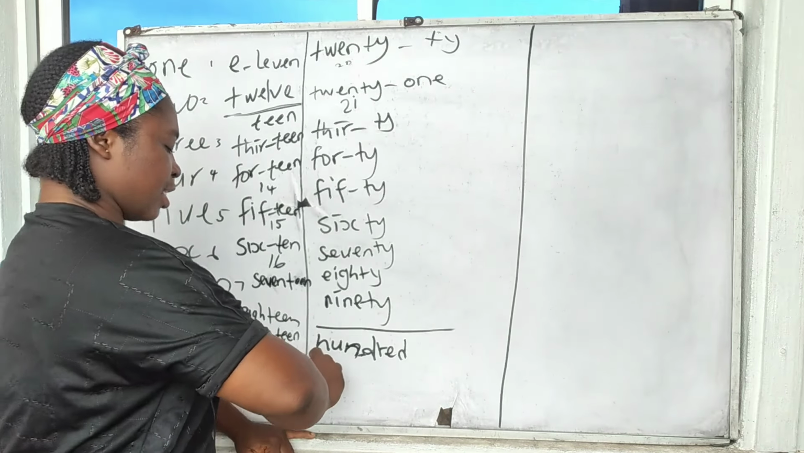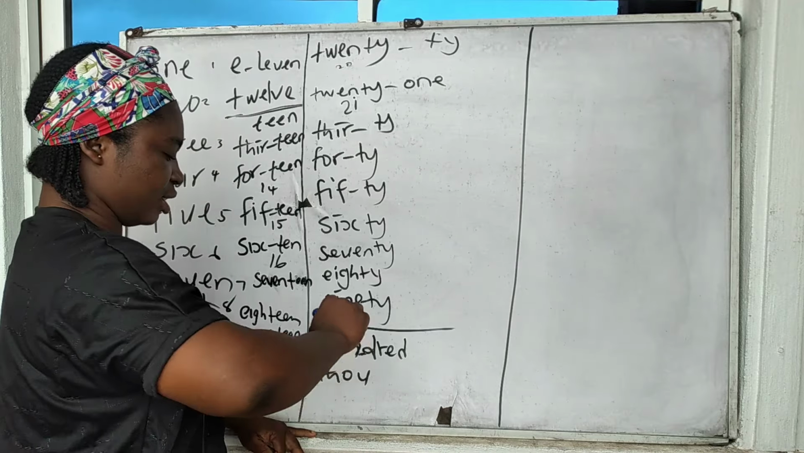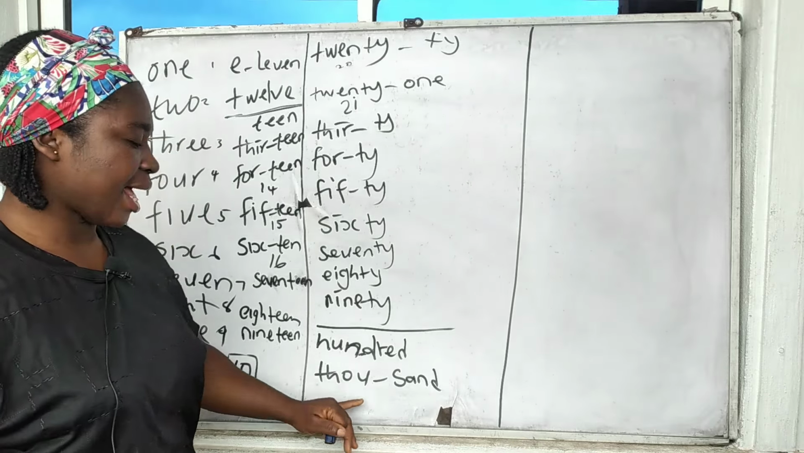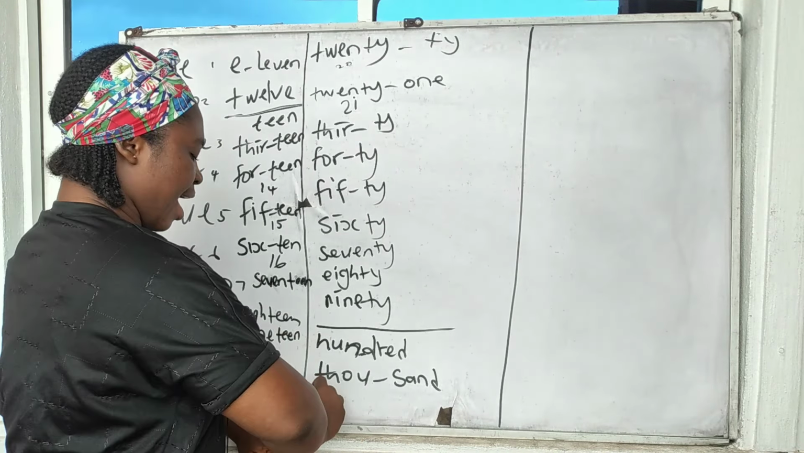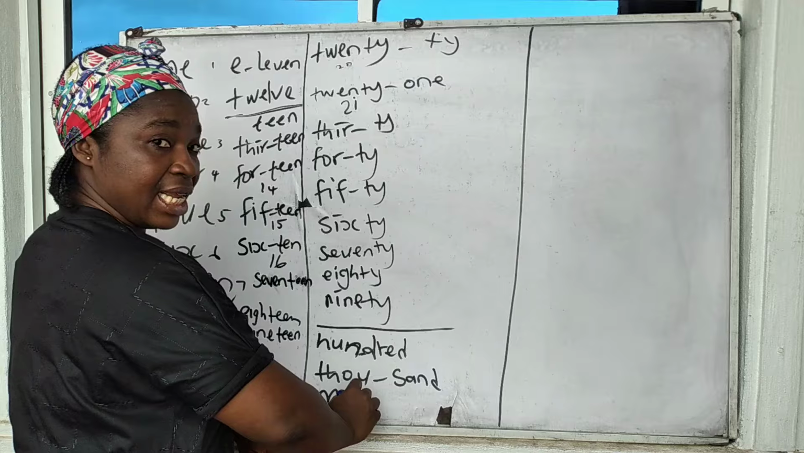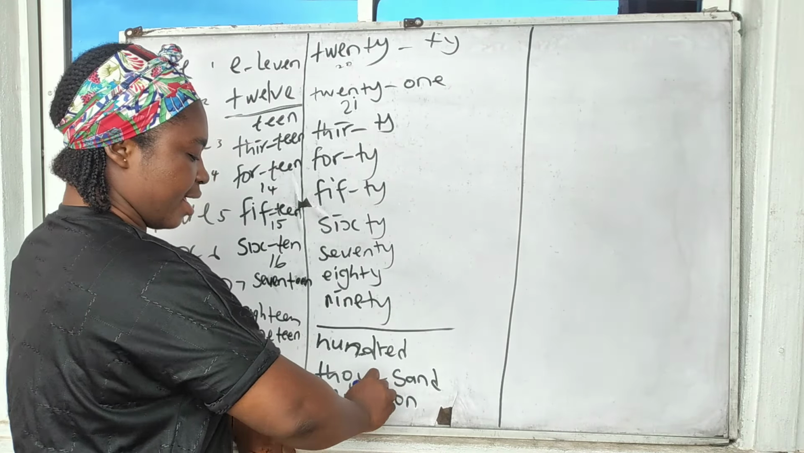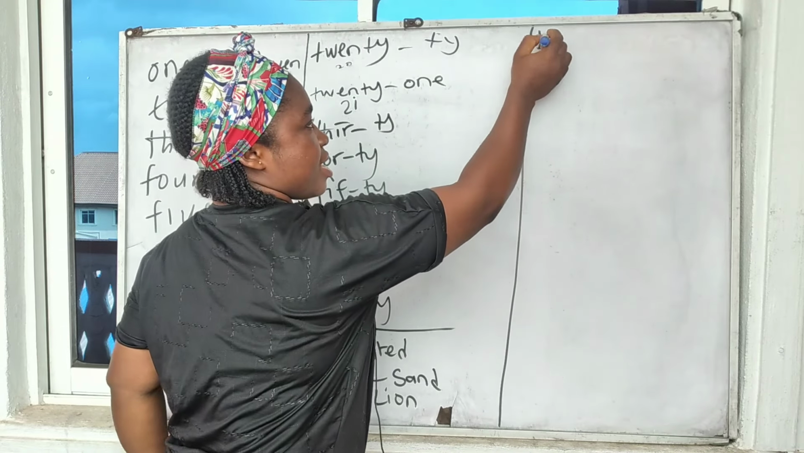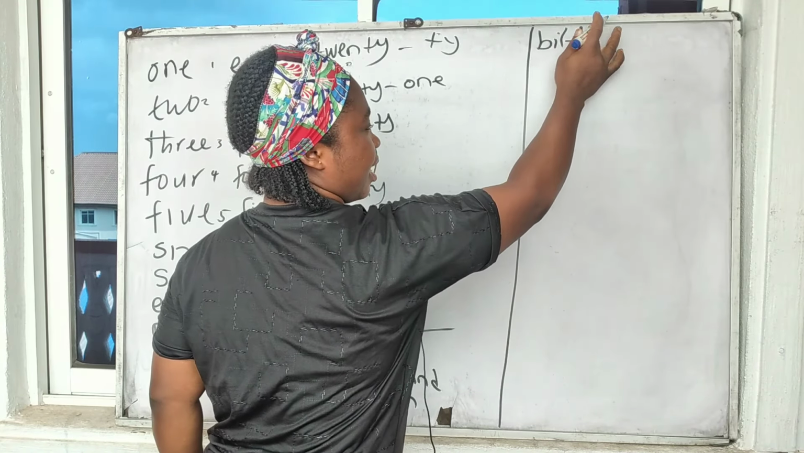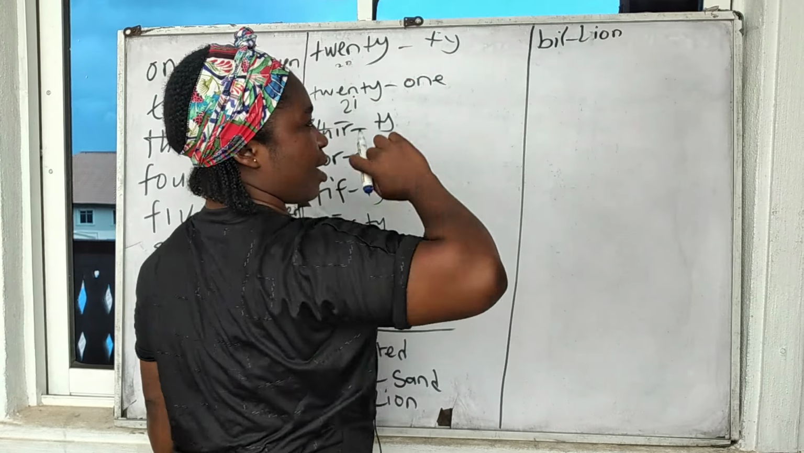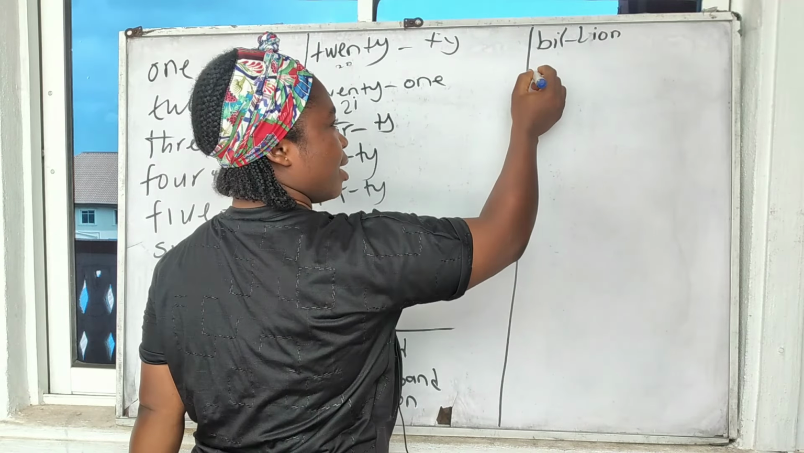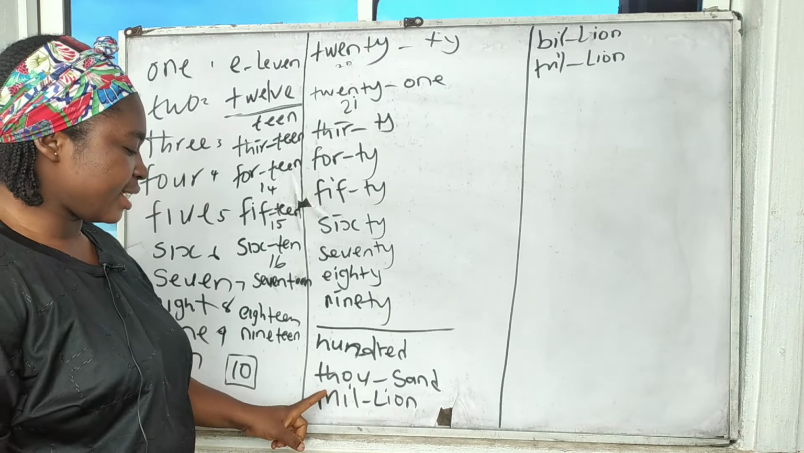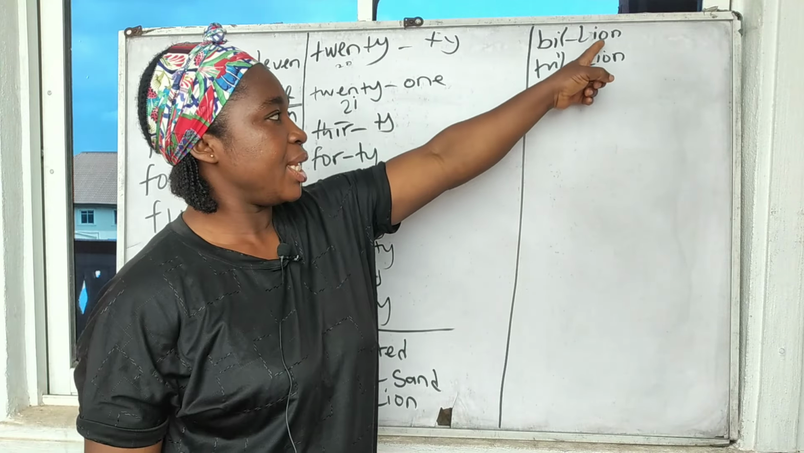Okay, and we move to 1,000. Okay, we actually taught this as well, THOU and SAND, 1,000. We equally have million. Okay, million. We have as well billion. Billion. Okay, so we move on. We have as well trillion. Okay, 100, 1,000, million, billion, trillion.